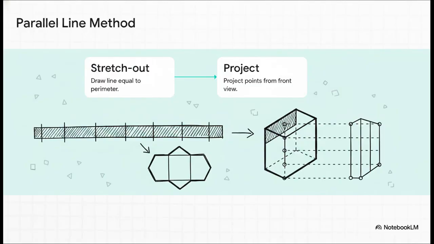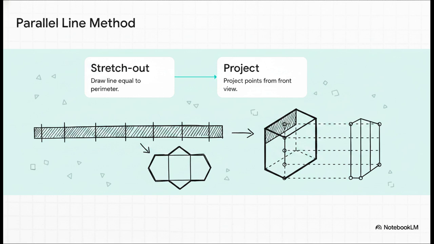To solve this, we're relying heavily on the parallel line method. Step 1 is the foundation. We draw a perfectly horizontal stretch-out line along the bottom. But how long is it? Well, the golden rule is that it must be exactly equal to the total perimeter of the base. Since our top view showed a hexagon with 6 sides, and we know each side is 20 millimeters, we do the math, 6 times 20. That means our stretch-out line must be exactly 120 millimeters long. We divide that line into 6 equal 20 millimeter sections and draw vertical fold lines up from each one.